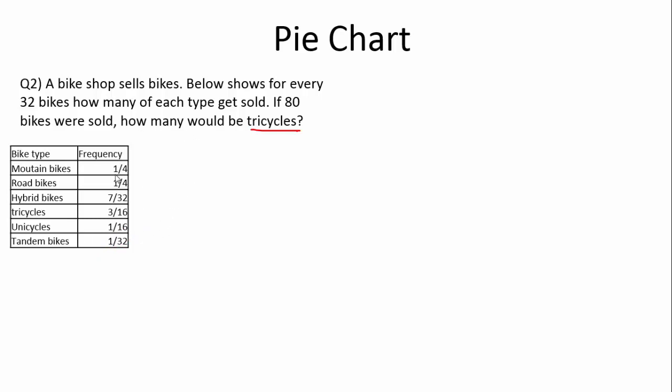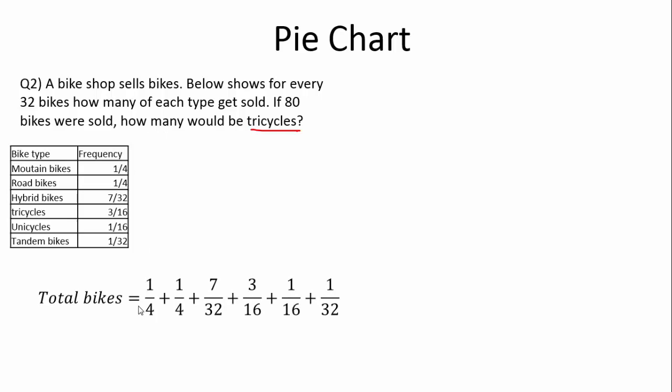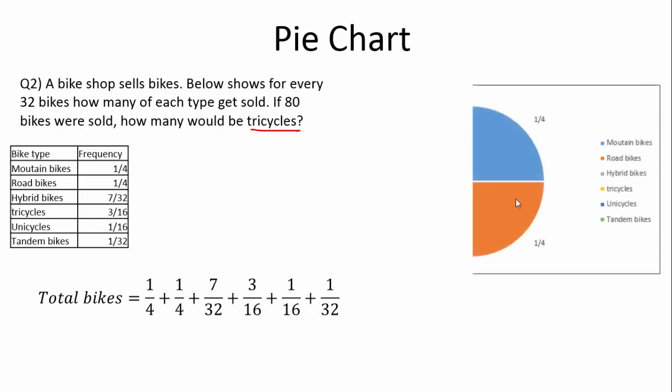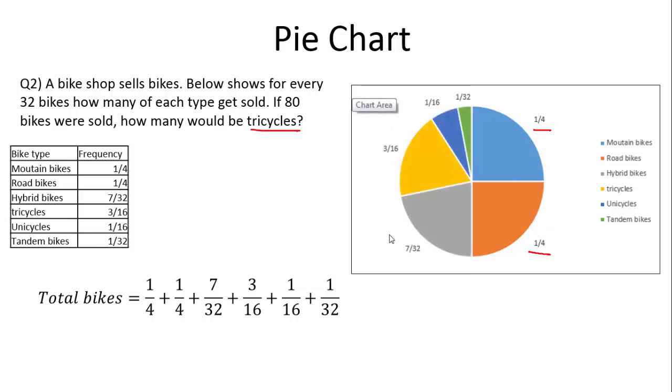Let's just check that this makes 32 bikes. Right, so we have 1 quarter, plus 7 over 32, plus 3 over 16, plus 1 over 16, plus 1 over 32. Let's add that together. Here's our bikes. We have a quarter there, a quarter here. I'm just drawing the graph quickly. And then we have our other bikes. Let's just check. That's 8 over 32 plus 8 over 32 plus 7 over 32. So that's what we did there.